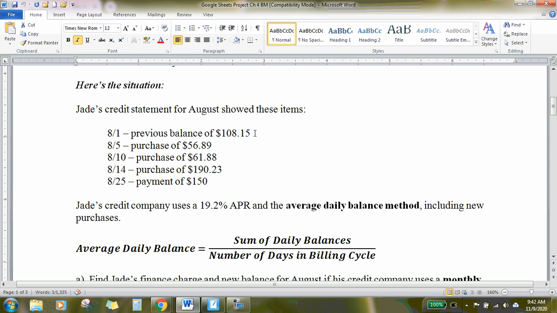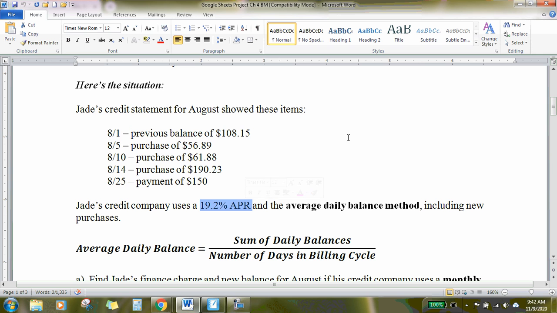Okay, so basically I'm going to show you a shortcut in the Google Sheet where we can just take this balance here for this day and multiply it by the number of days that that balance is on the credit card. Okay. And then they do tell us that Jade's credit card company uses a 19.2% APR.